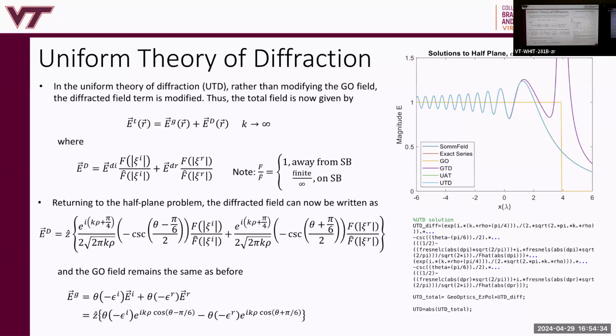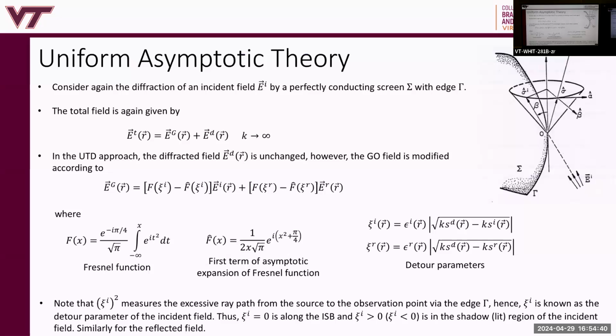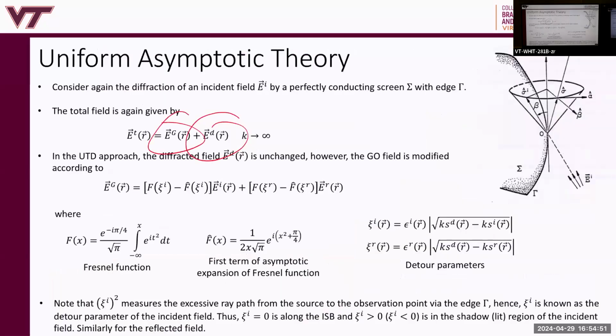In the previous one, we don't have a diffracted field. Yeah, you do. In the previous one, you have a diffracted field, but we keep that the way it was before. Okay. We don't modify it. We modify the GO field. So the diffracted field is the same as we had before, but the GO field now has this F minus F hat, right?